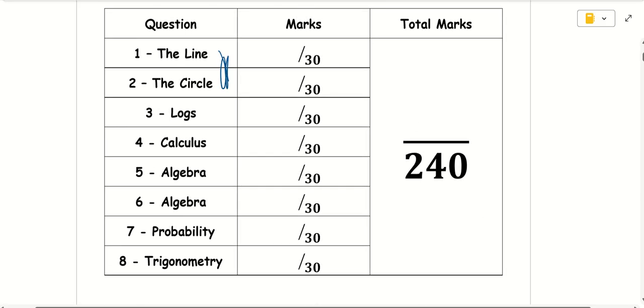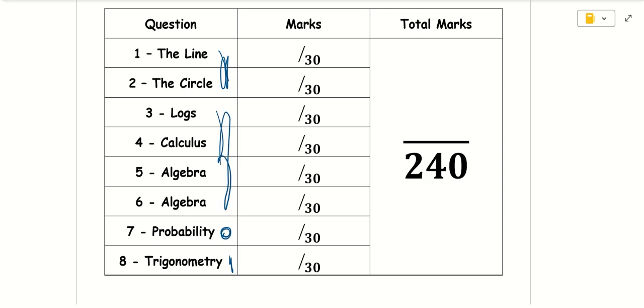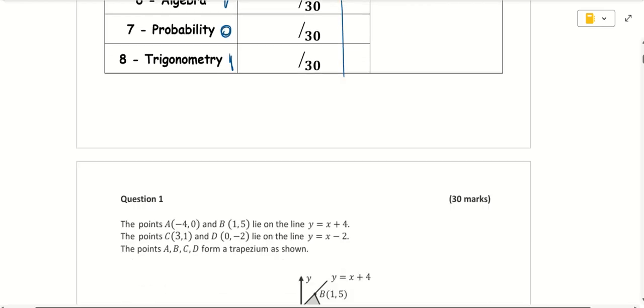So you got a bit of geometry there with some trigonometry, a bit of algebra and that sort of stuff, and then you also had probability there. So we'll just go straight into it. They're all more or less the same length. I gave the same marks for all of them. So let's go straight in.